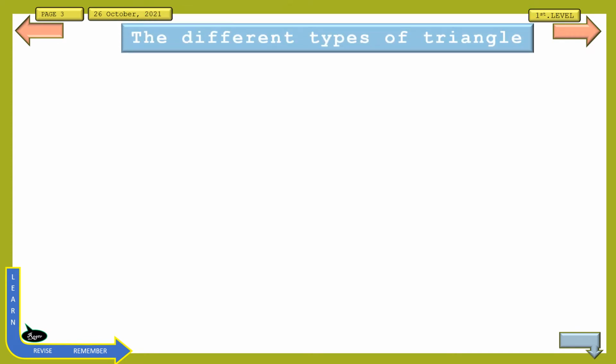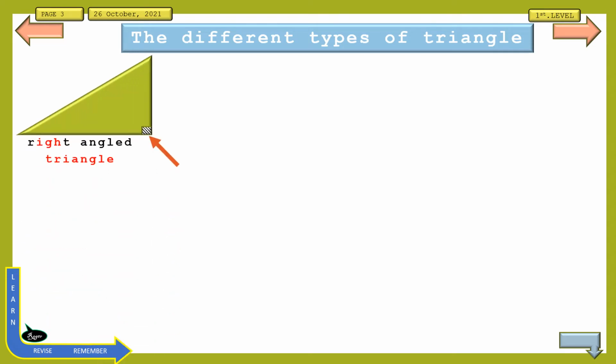And now we come to the different types of triangle. This is the right angle triangle. Probably the most important one you need to learn. The shaded area in the corner, indicated by the red arrow, shows that this is the right angle, or 90 degrees. The lengths of the two sides can vary, and they will determine what the length of the hypotenuse is.